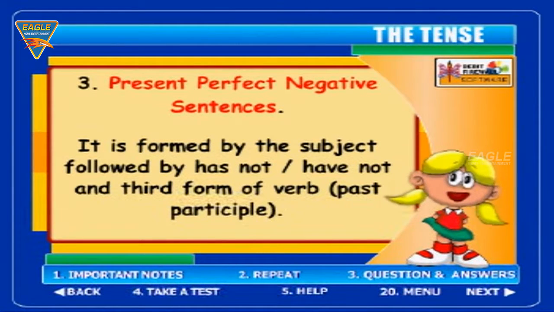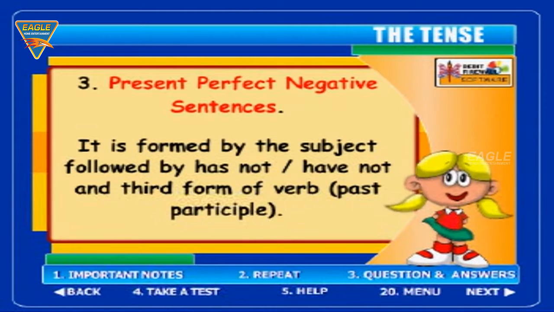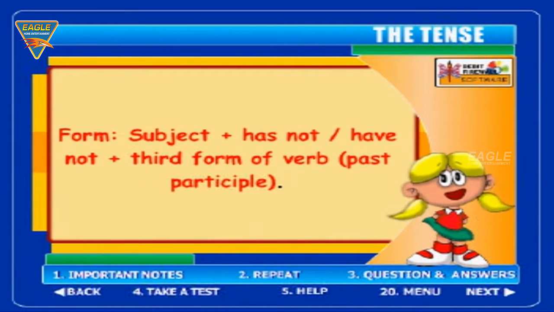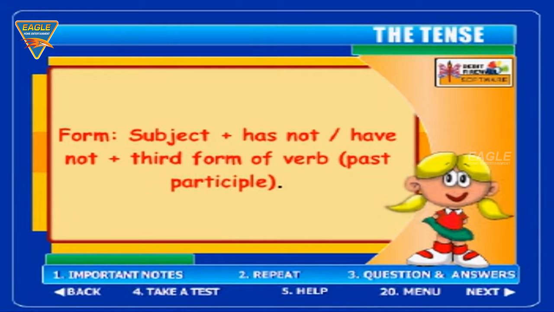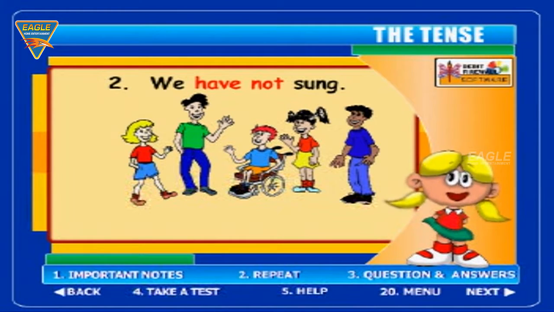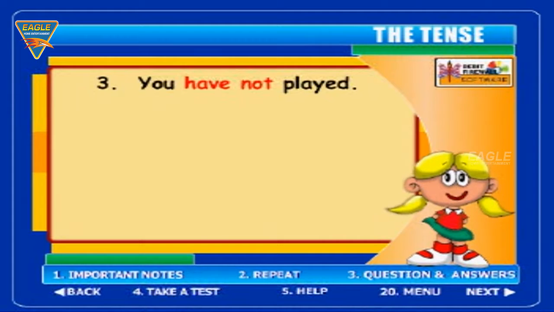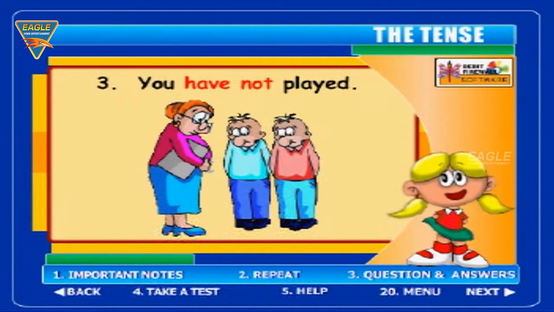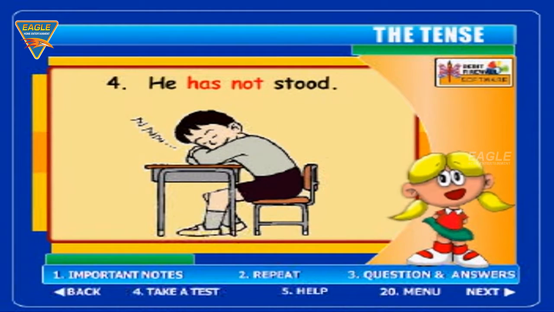Present perfect negative sentences. It is formed by the subject followed by has not or have not and the third form of verb, the past participle. Form: subject plus has not or have not plus third form of verb, past participle. Examples: I have not read. We have not sung. You have not played. He has not stood. They have not sat.